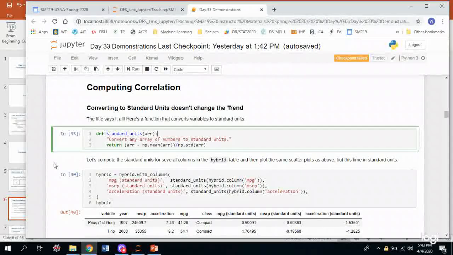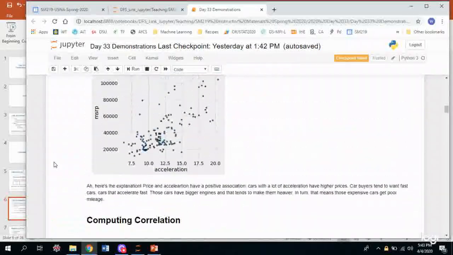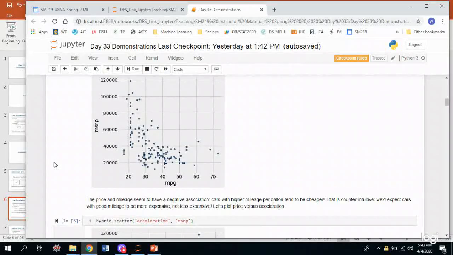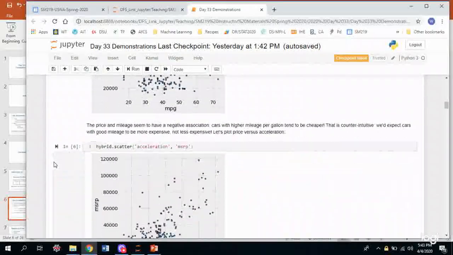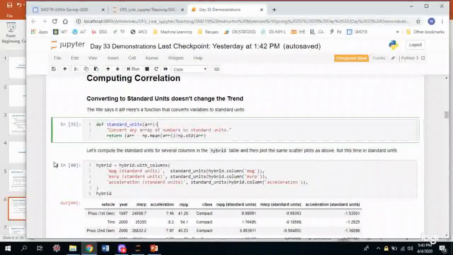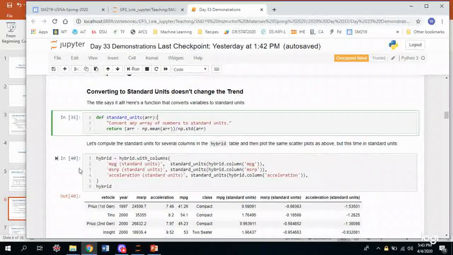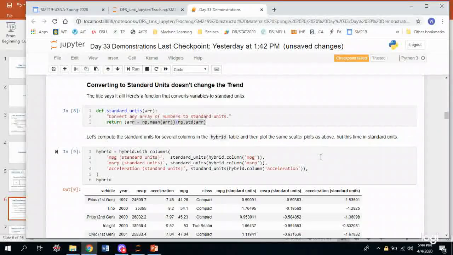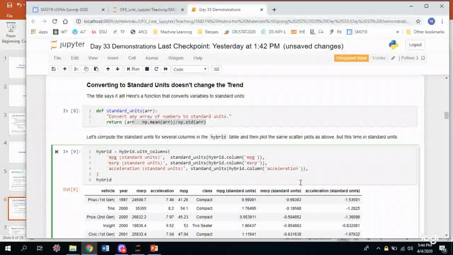Let's compute the standard units for several columns in the hybrid table, and then plot the same scatter plots as we had above, these ones, right? This one with price versus mileage, and this one with price versus acceleration. But this time we'll plot them in standard units. Let's add some columns to our hybrid table to measure mileage and sticker price and acceleration in terms of standard units.